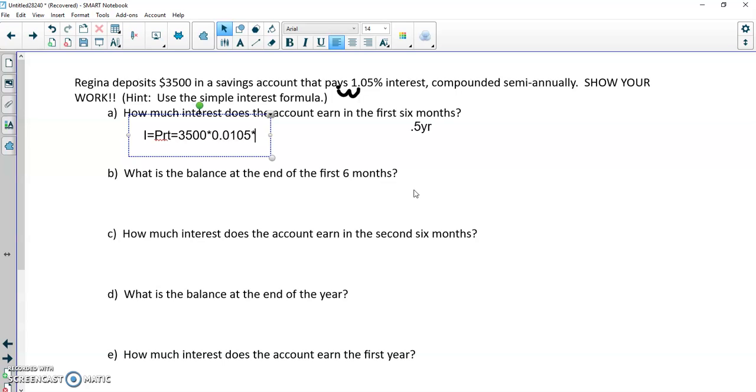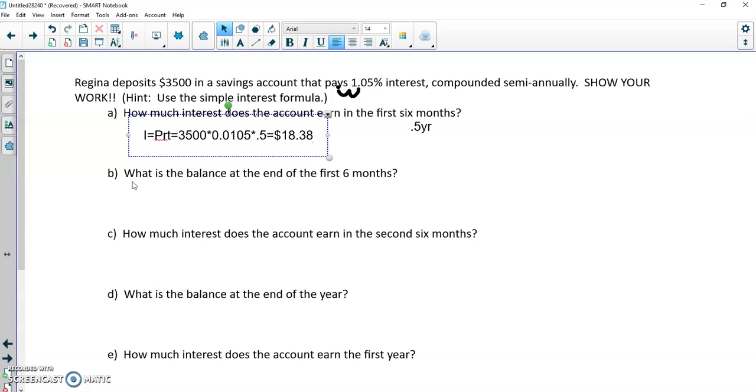And remember, we're only interested in the first 6 months. So that's half a year that we're dealing with. When you multiply those out, we get interest of $18.38. So that's what the bank is going to pay you to keep your $3,500 in the account.